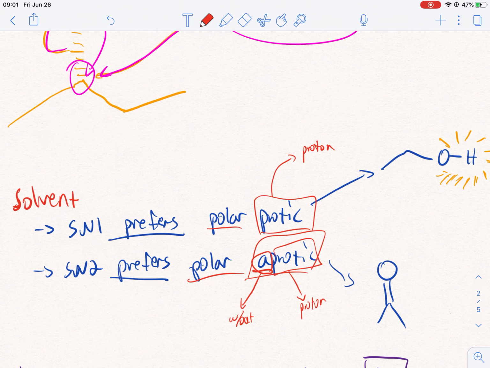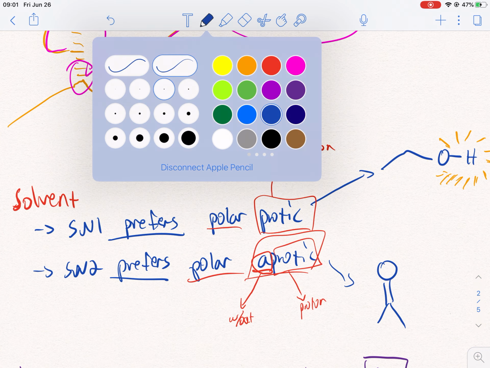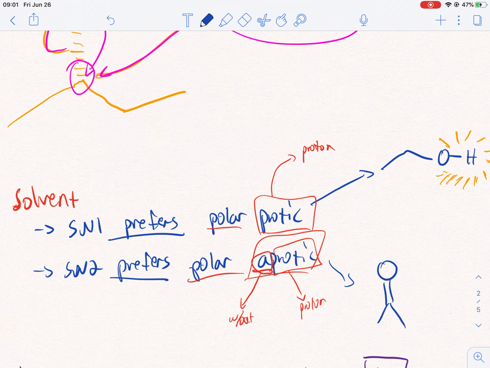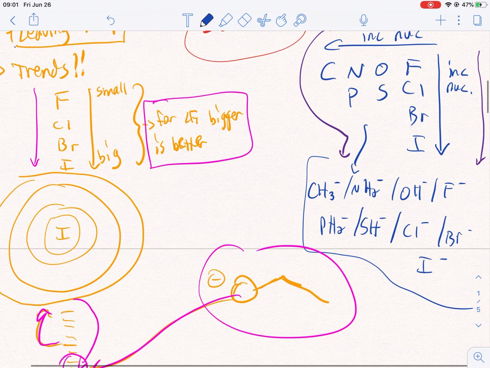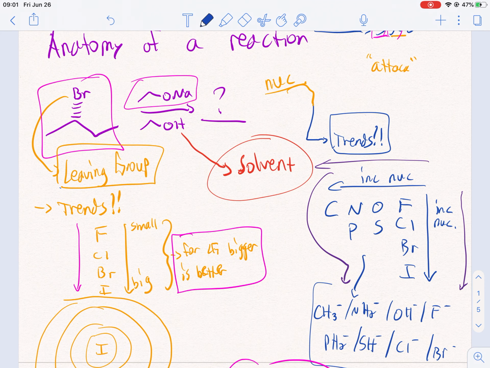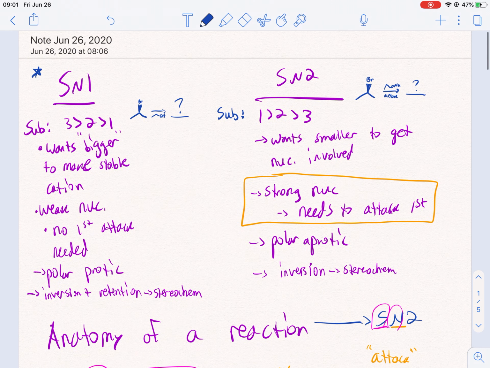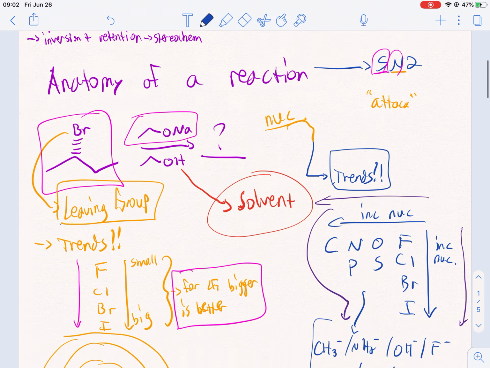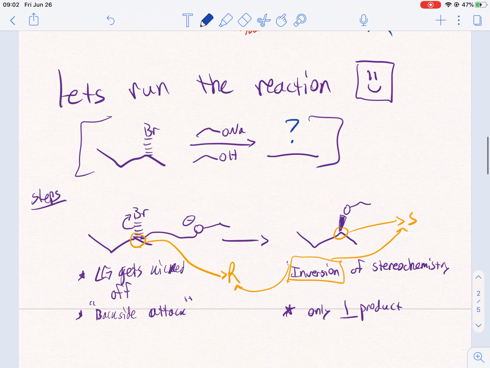But I said preferred because SN1 can also have polar aprotic solvents. SN2 can also have polar protic solvents. So both can have either one. It just prefers one over the other. Okay? So we've talked about the pieces of this reaction. Now let's actually move through it and talk about some of this other stuff, like what's important about the substrate and all these things. Okay, so let's run the reaction.